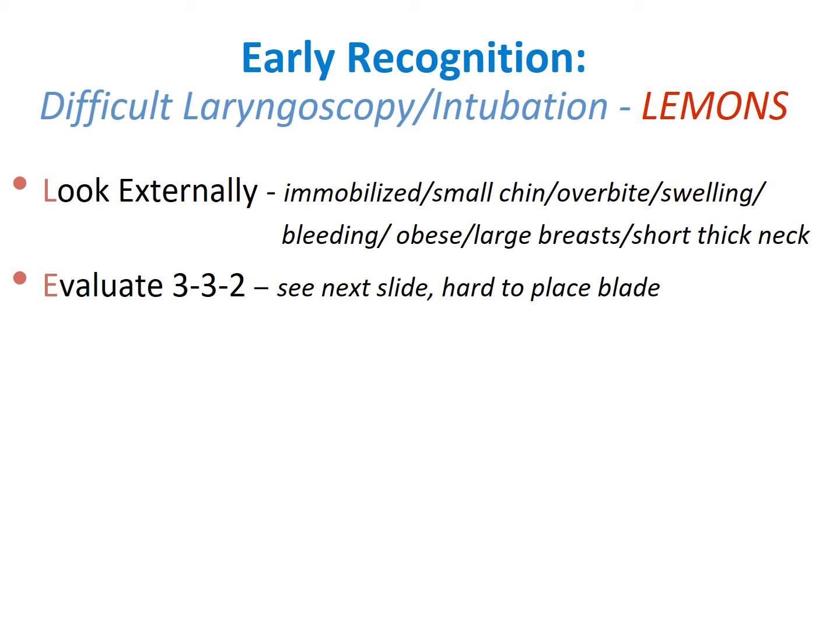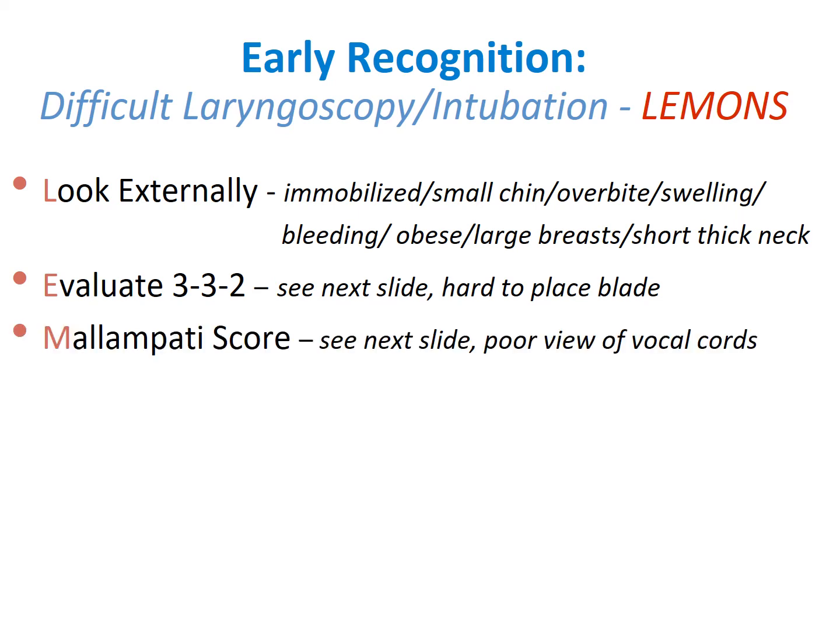We're going to talk about that in the next slide, but essentially what it does is it tells you how difficult it is going to be for you to actually place your blade and get mobilization to see. We look for the Mallampati score. We'll also review that on the next slides, but essentially you're looking for how much of your vocal cords in the back of the hard palate, the back of the oropharynx, and if you have poor Mallampati scores, you're really not going to be able to get much of a view.